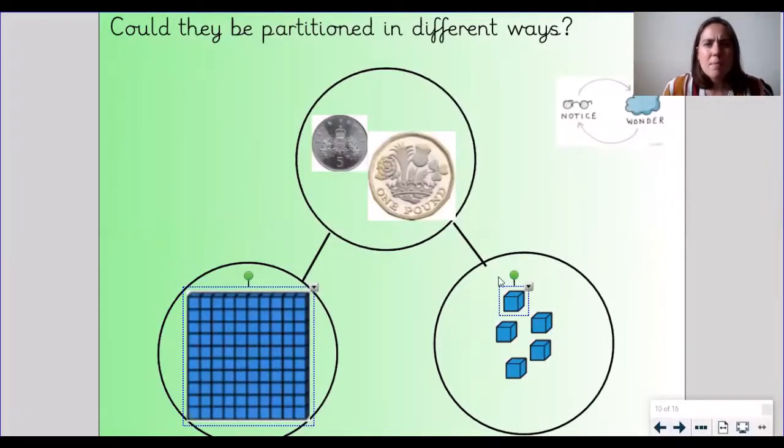Okay, but how can we maybe partition in a different way? We've been partitioning into pounds and pence, like I've got here. I've got £1 and 5 pence, but does it have to always be partitioned in that way? How might I partition this in a different way? Thinking about what I know about the 100 square, how might I partition this a little bit differently?